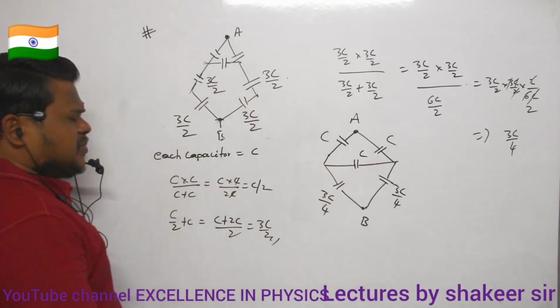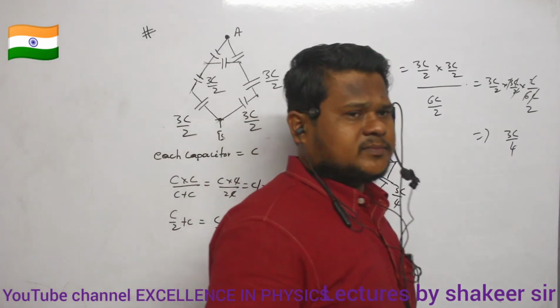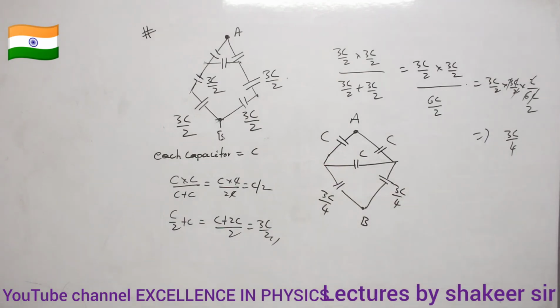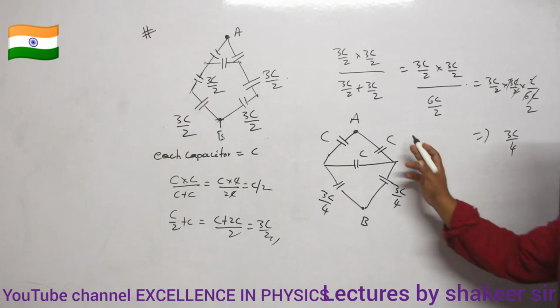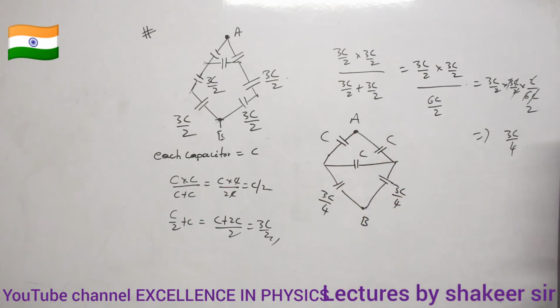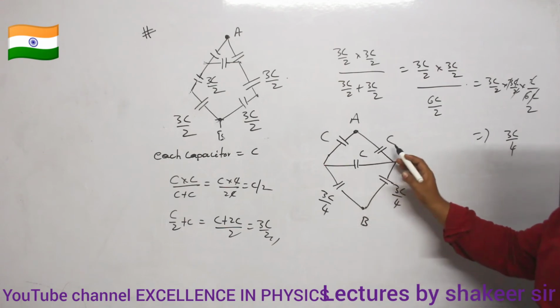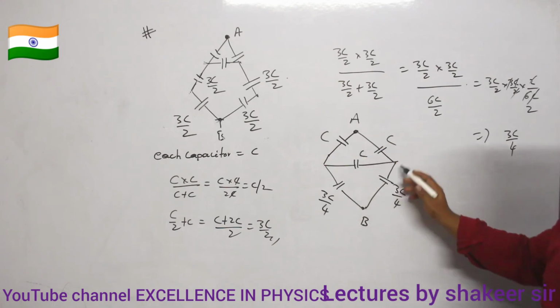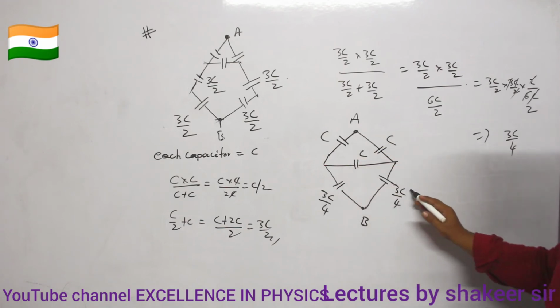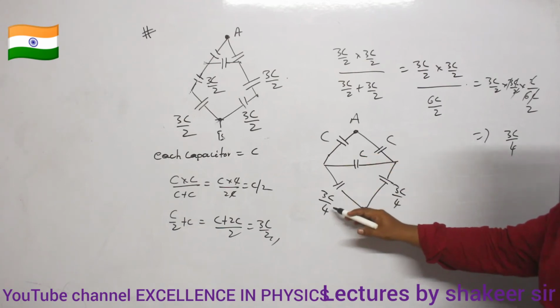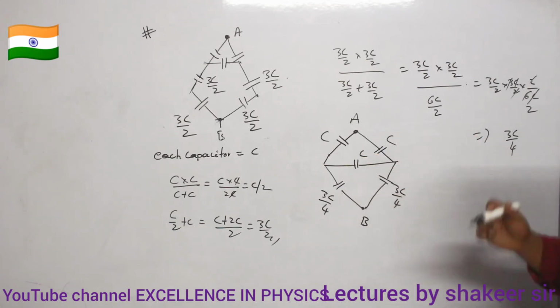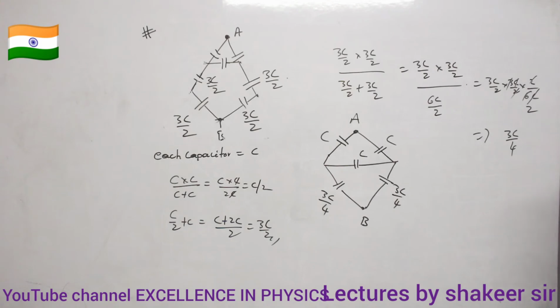Okay. Now immediately, if you look at this diagram, what do you understand? When you look at this diagram, it is a balanced Wheatstone bridge. So C1 into C4 is equal to C2 into C3. Clear, no? So definitely this is a balanced Wheatstone bridge. 3C by 4 into C is equal to 3C by 4 into C. Definitely this is a balanced Wheatstone bridge, no?